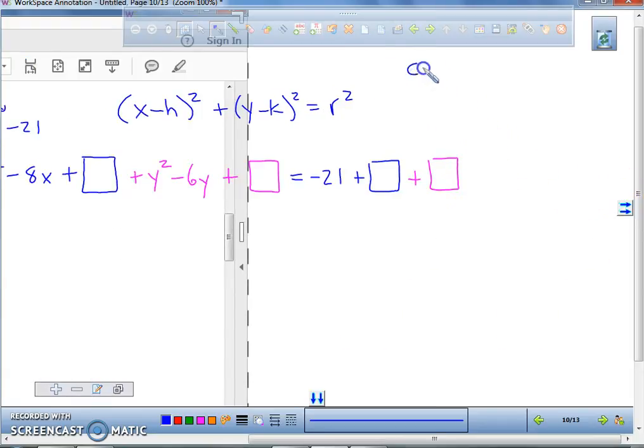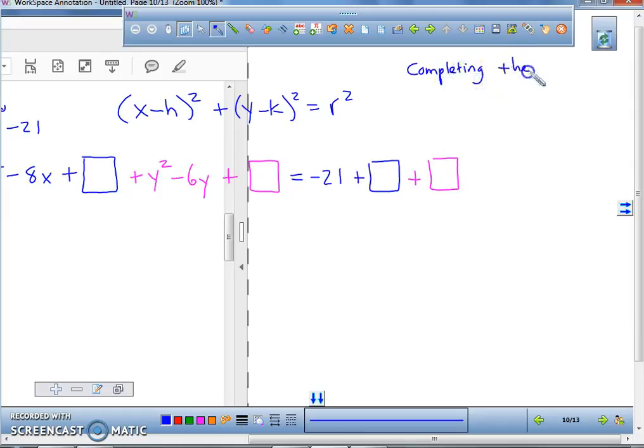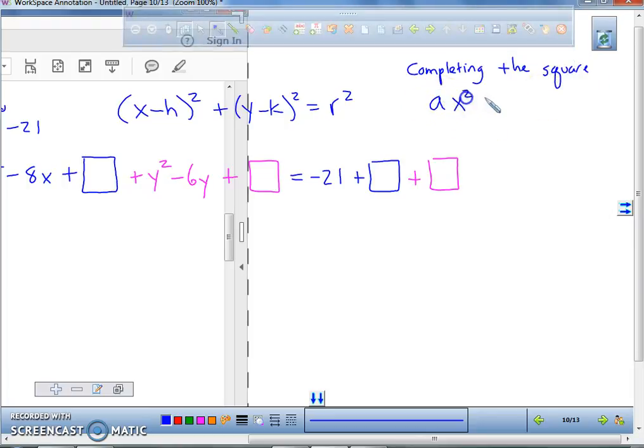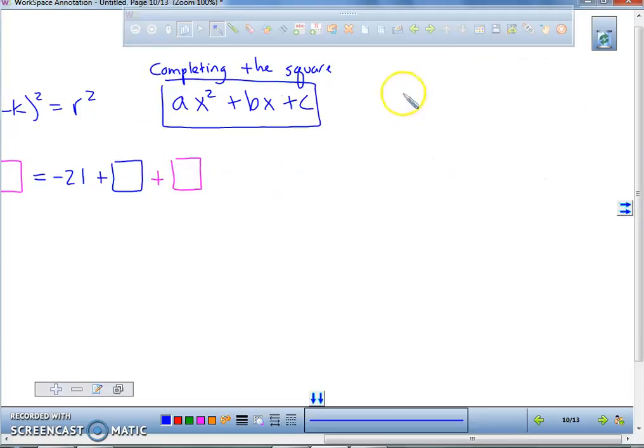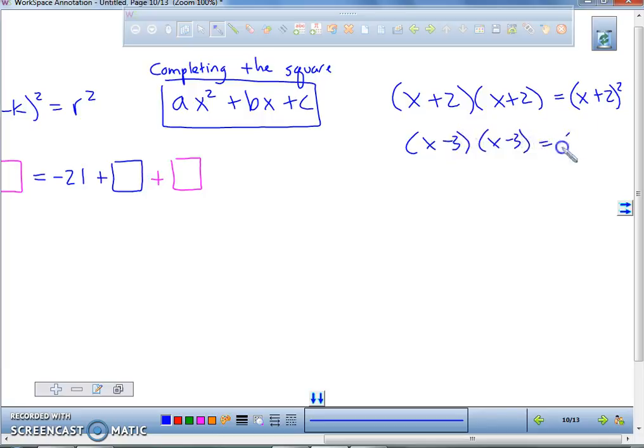something you need to know in your journal is how to complete the square. So right now, I want you guys to write completing the square. If you have ax squared plus bx plus c, and this ends up being a perfect square, here are examples of perfect squares. These are just examples. X plus 2 times x plus 2, which is x plus 2 squared. X minus 3 times x minus 3, which would be x minus 3 squared. These are called perfect square trinomials.